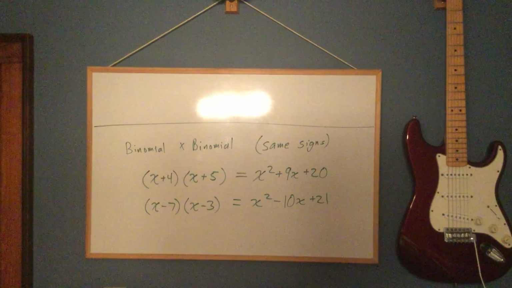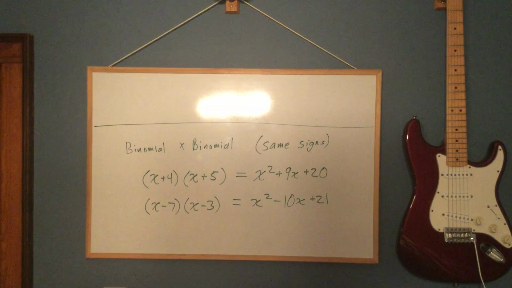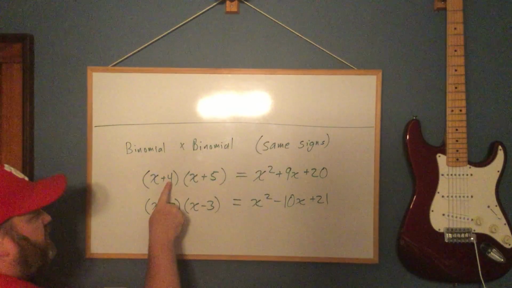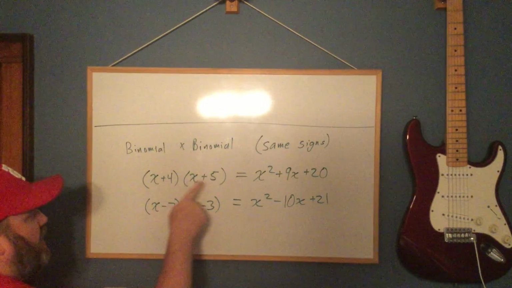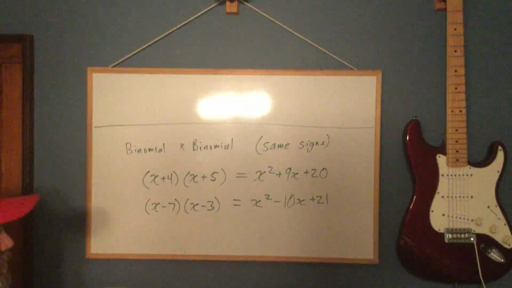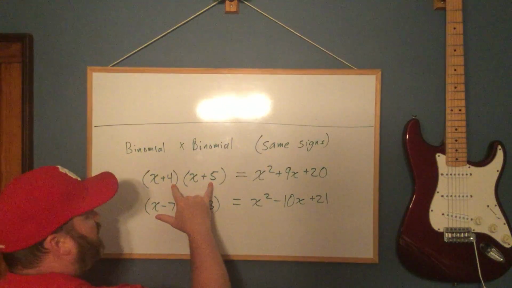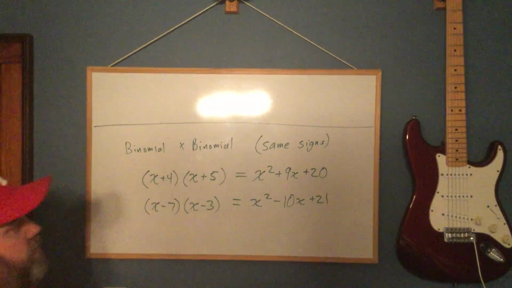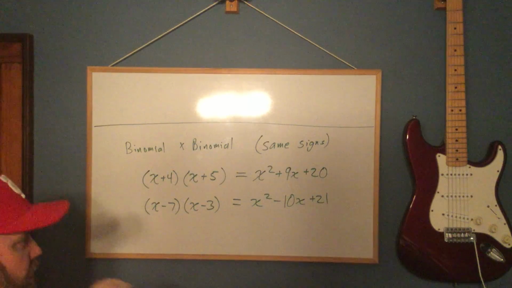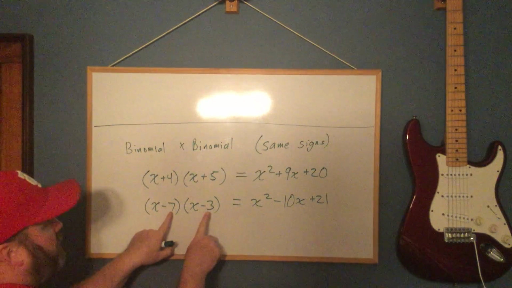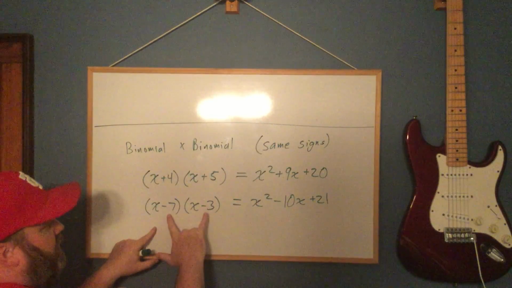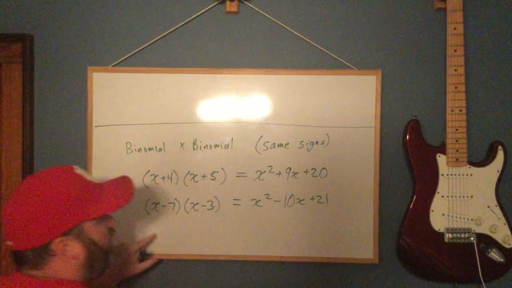So I wanted to point out a couple of things. Notice that this middle term of 9 is the sum of these two numbers. 4 plus 5 is 9. The last term is the product of those two numbers. 4 times 5 is 20. Right, so the middle term is going to be the sum, and the last term is going to be the product of the same two numbers. 7 plus 3 is 10. Now, negative 7 plus negative 3 is negative 10. And then negative 7 times negative 3 is positive 21.